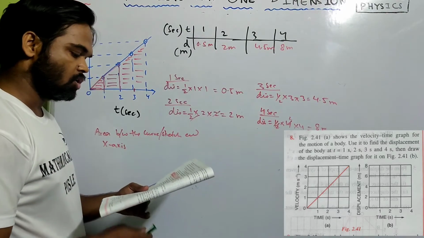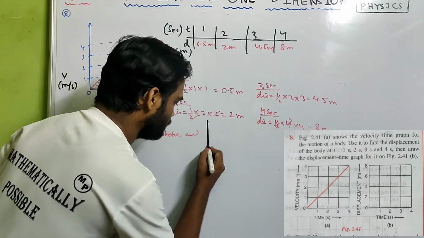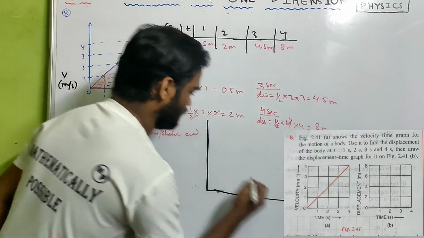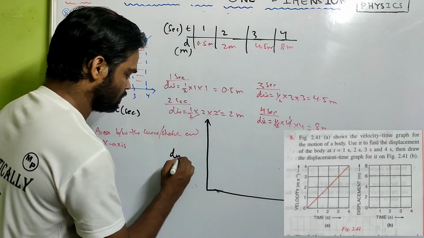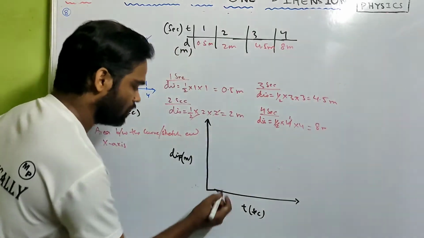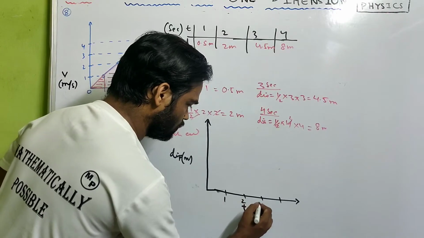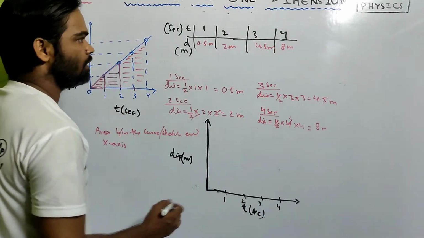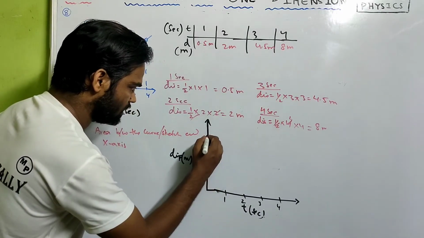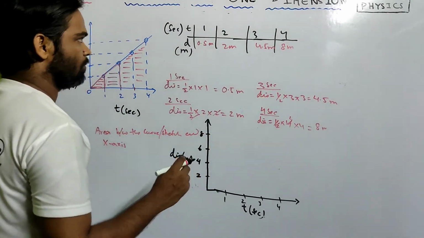Now they told us to draw the displacement time graph for it. I'll draw it over here. Just look carefully. Displacement time graph. This is displacement in meter. This is time in second: 1, 2, 3, 4 seconds. On the displacement axis, suppose this is 2, 4, 6, 8. Now carefully plot the points.